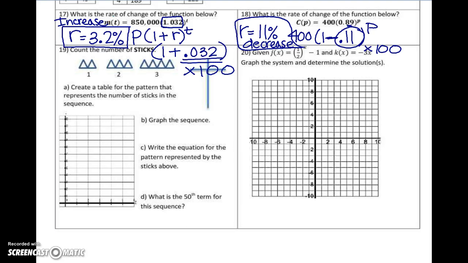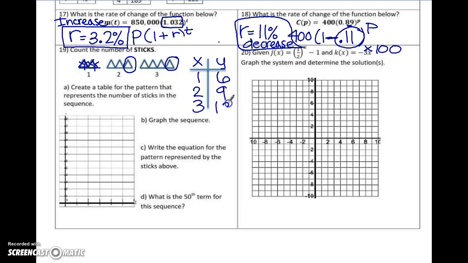Okay, number 19. Count the number of sticks. That means you're counting each and every one of these. So you got 1, 2, 3, 4, 5, 6 for the first one. The number of sticks. So input, output. On the first one you have 6 sticks. On the second one there's 3 more on the end, so that would be 9. And then again the third one there's 3 more after that, so there's 12.